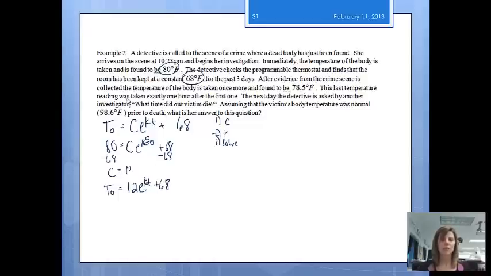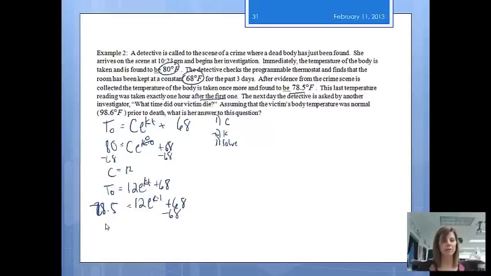I do know that the body temperature was taken again and found to be 78.5, and that was 1 hour after the first temperature reading. So we know that the temperature is now 78.5, equals 12 e to the k times 1 plus 68. So now we're going to solve for K.